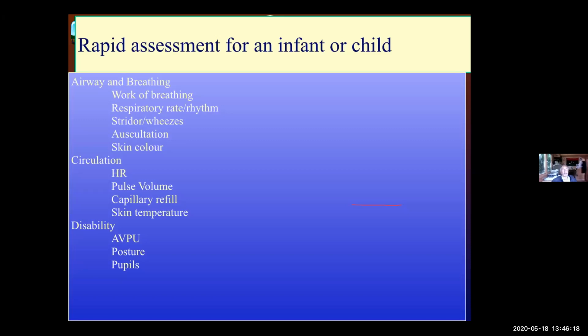I'm sure if you have done basic life support or advanced life support, this is how they teach you: A, B, C, D. Then breathing, of course, work of breathing and respiratory rate and any noises. Don't put your finger inside their mouth and try to dislodge any foreign body. I think the best thing is to hold them and do maneuvers or slap their back. Circulation: heart rate, pulse volume, capillary refill, and I should include blood pressure here, skin temperature as well. So blood pressure is very important here. Disability: AVPU, posture, pupils, and don't forget the glucose.